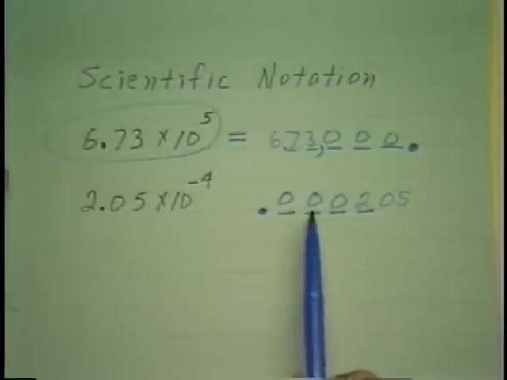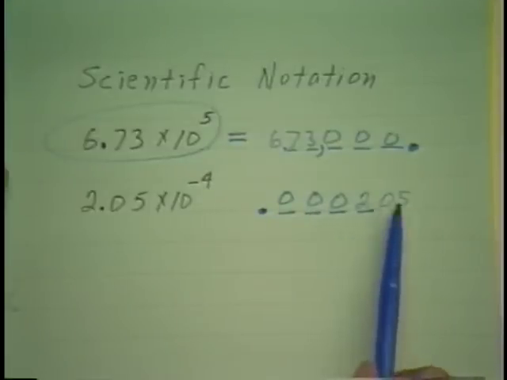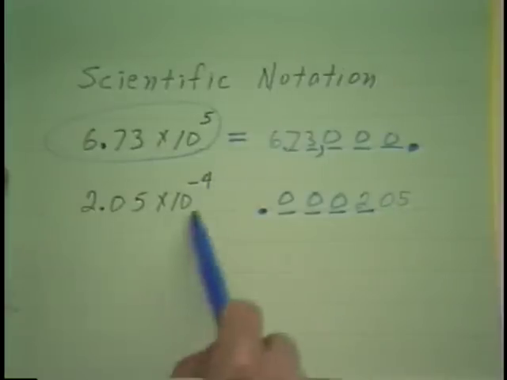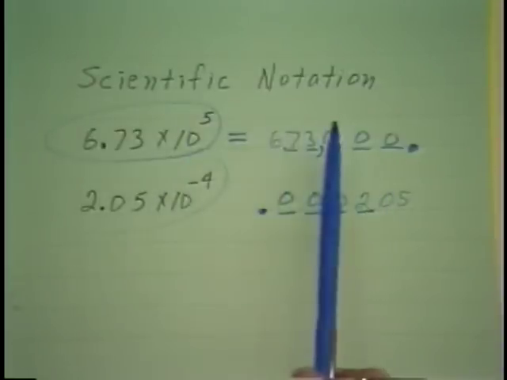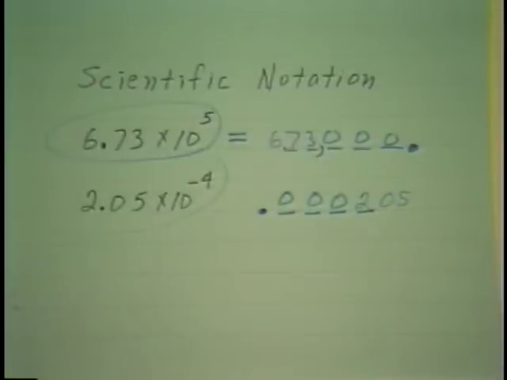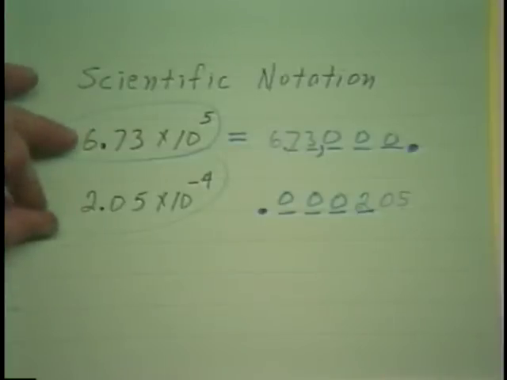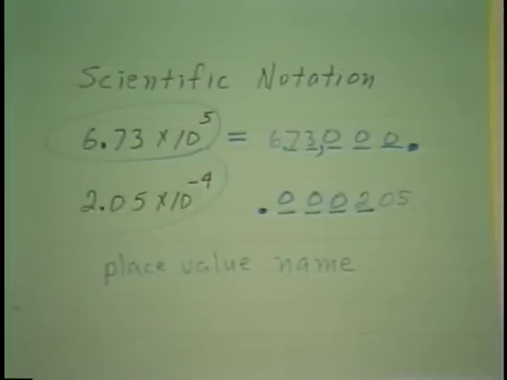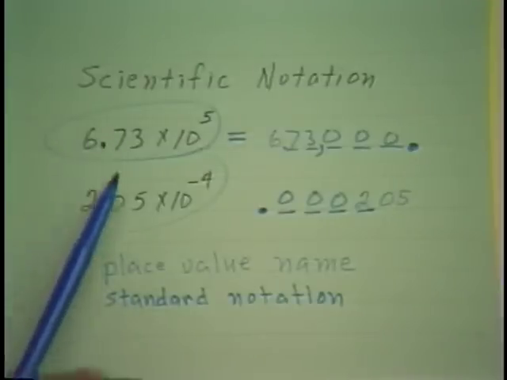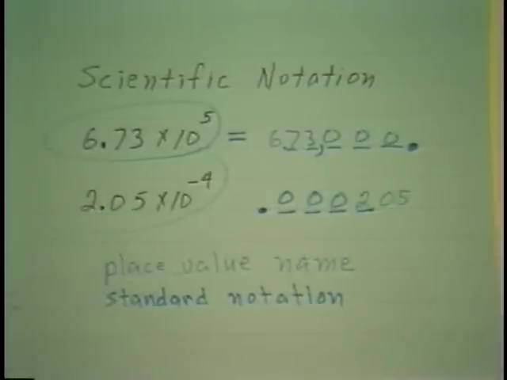Now let's see, 10th, 100th, 1000th, 10,000th, 100,000th, millionth. So this is another way of saying 205 millionths. Now at this point, there's not much advantage of this number over this number or vice versa. This form we call scientific notation. This form we call either the place value name, and many scientists will call it the standard notation. Actually, in science, this is more of a standard. This will be used for very large or very small numbers, far more than this form will.